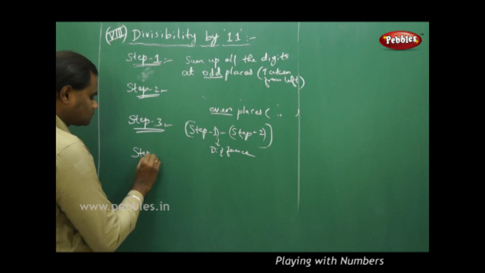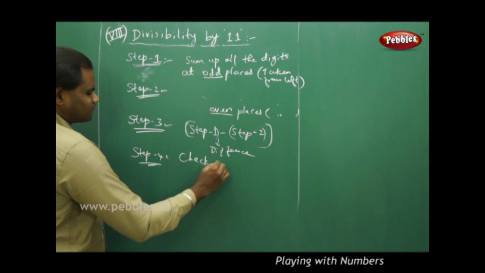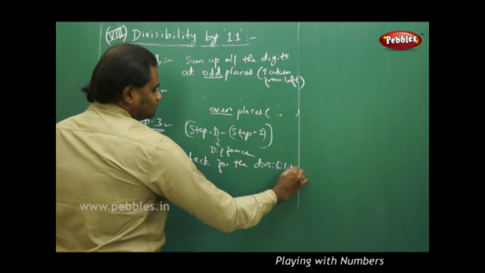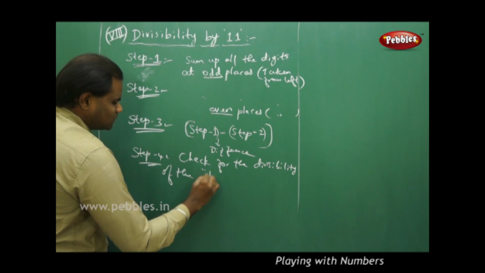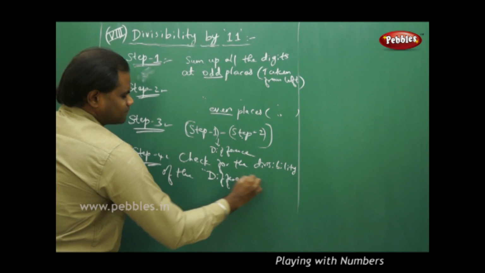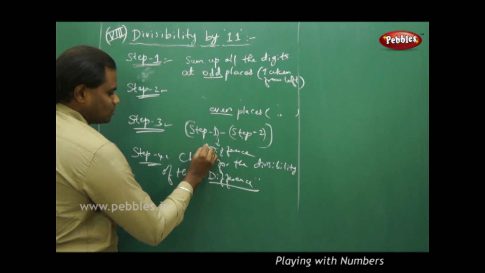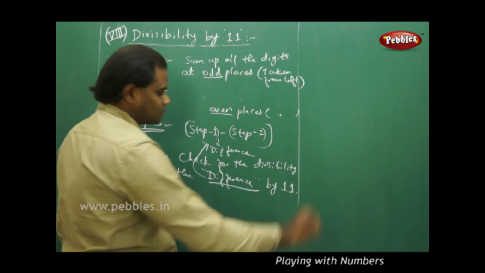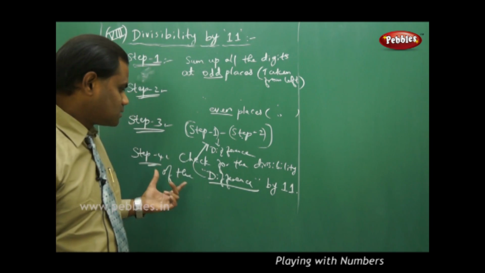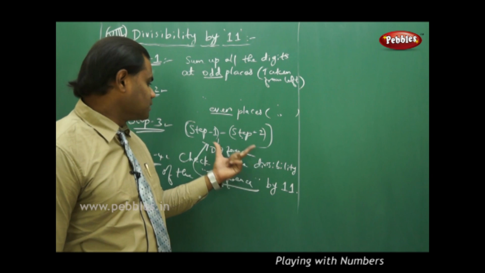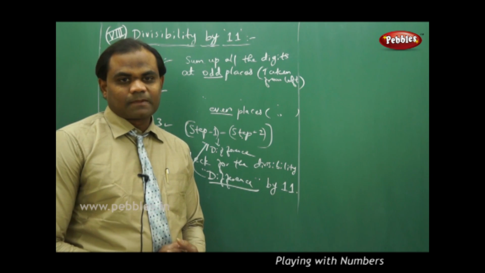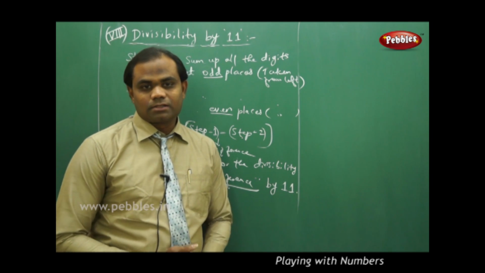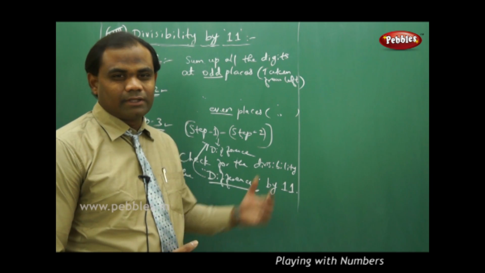My step 4: check for the divisibility of the difference which we have obtained in this case by 11. So my step 4 says that we have to check for the divisibility of the difference as obtained in step 3 for its divisibility by 11. If the difference is divisible by 11, then the whole of the number is indirectly said to be divisible by 11. And that is how the divisibility by 11 rule is understood in case of this.